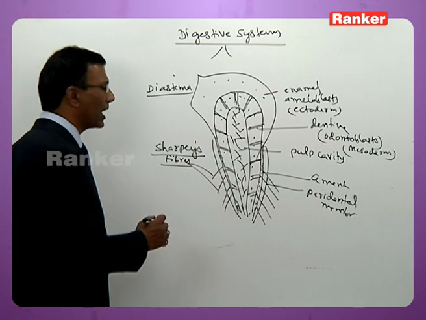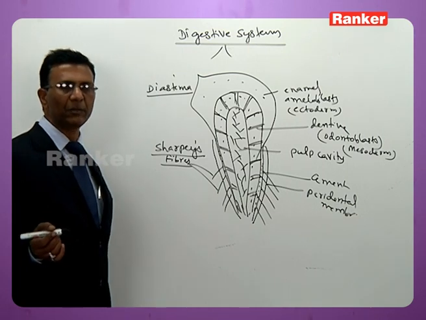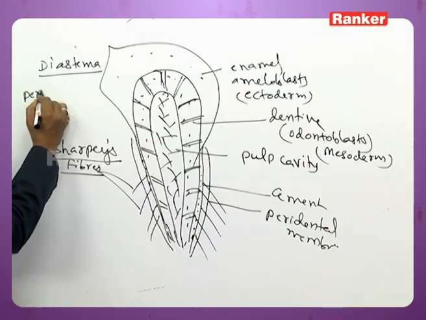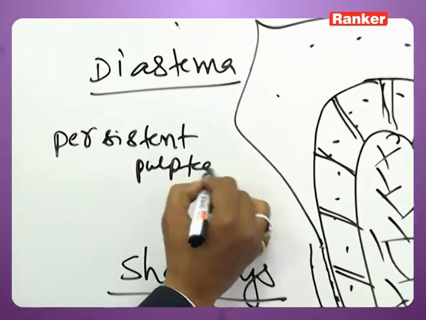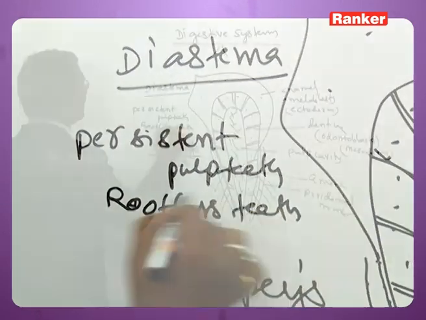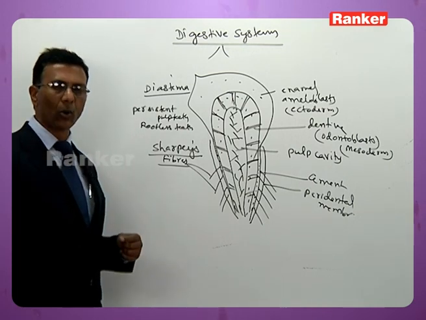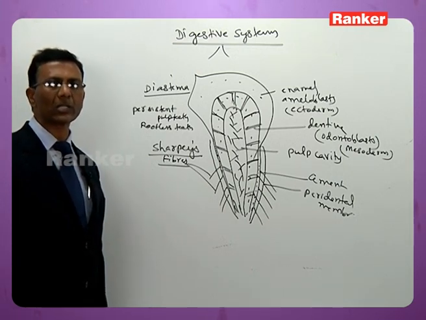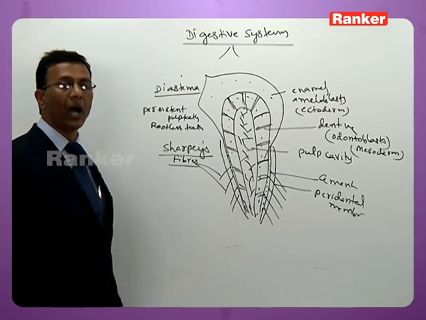diastema. Another point, certain mammals have teeth which grow throughout life. The teeth that grow throughout their life are called persistent pulp teeth, or they are also called rootless teeth. For instance, in rabbit, the incisors grow throughout their life, preferably the upper incisors. In elephants, premolars grow throughout their life. So if the teeth grow throughout life, they are known as persistent pulp teeth or rootless teeth.